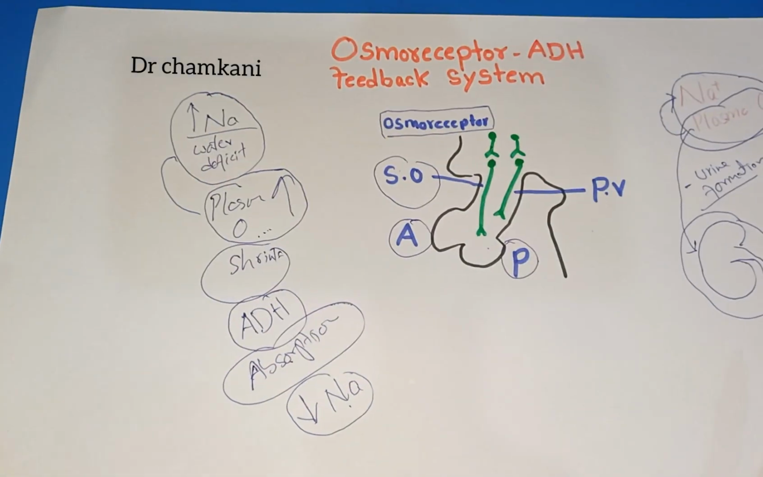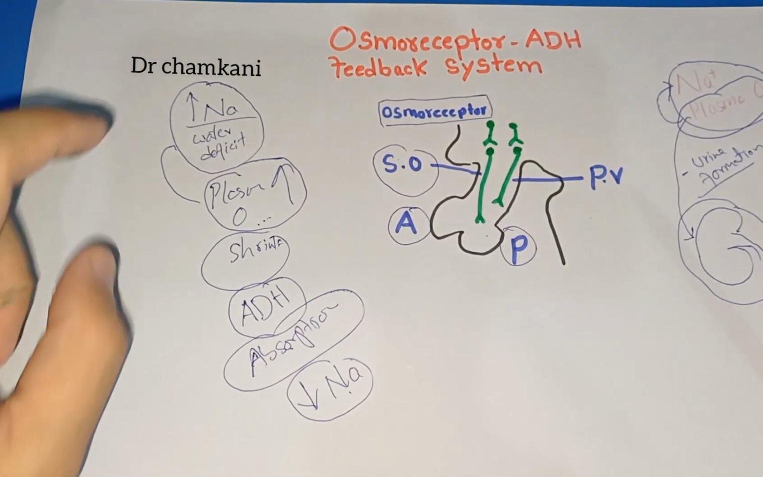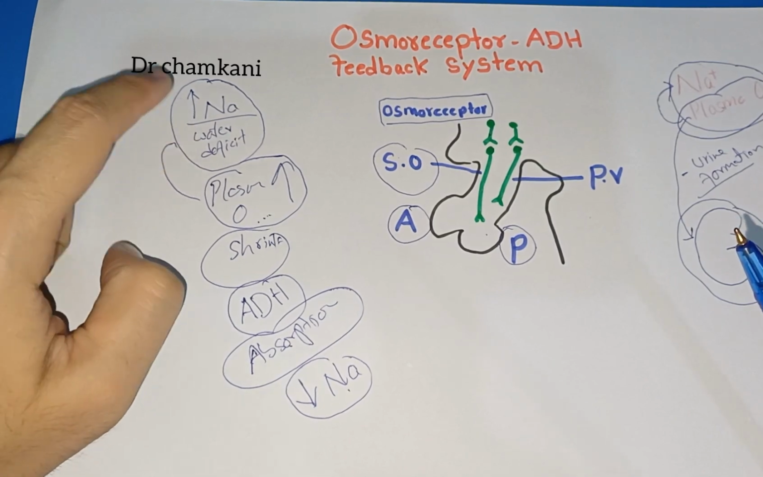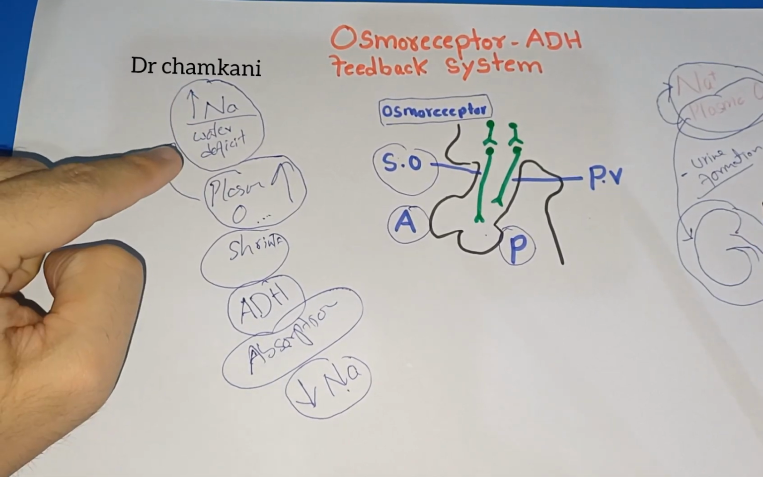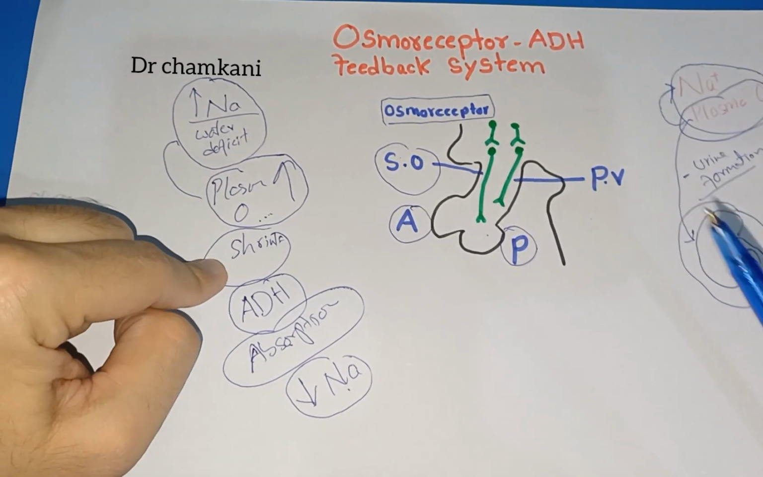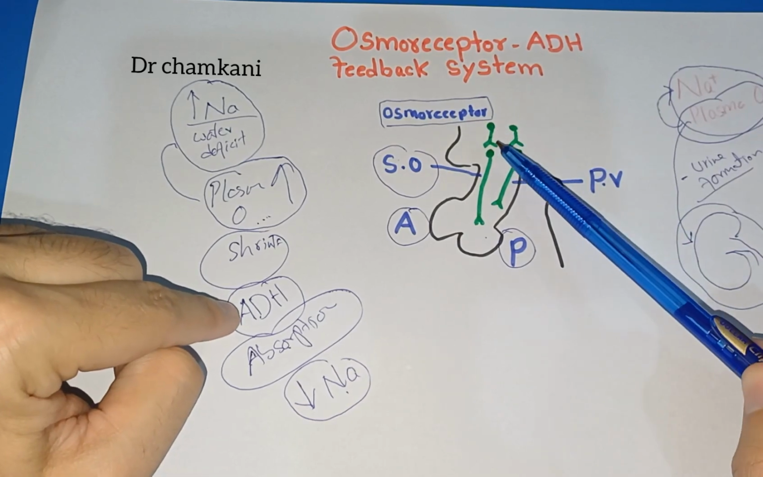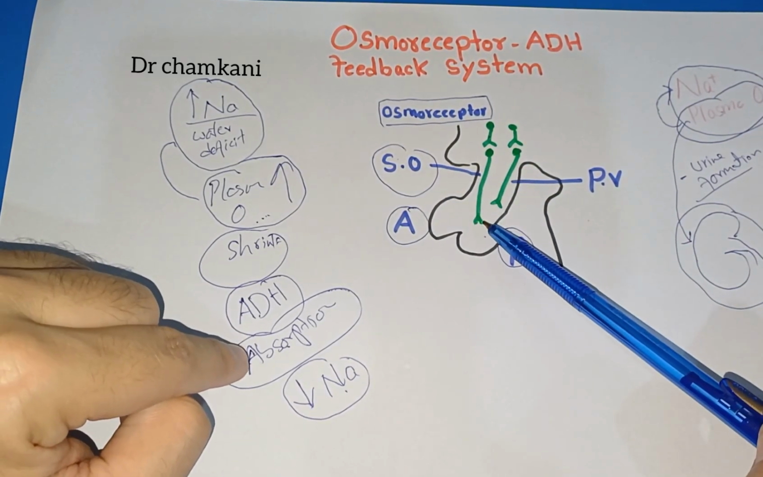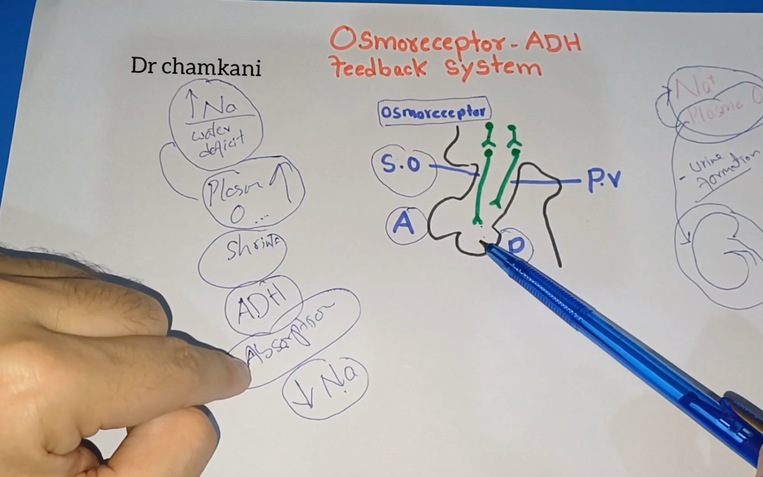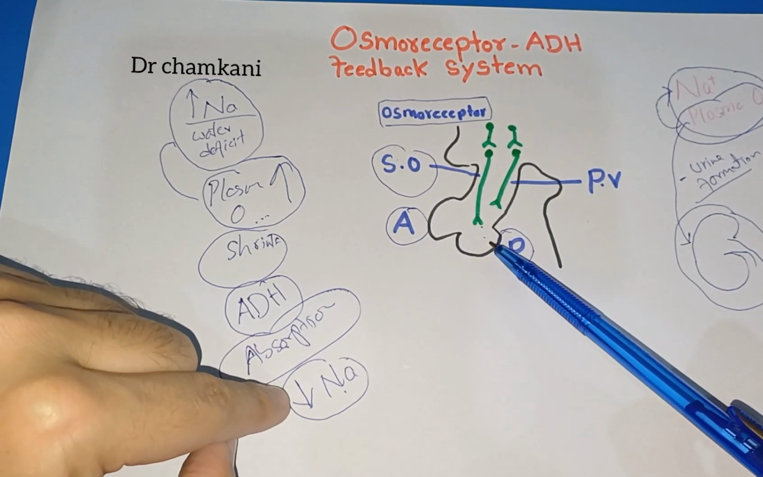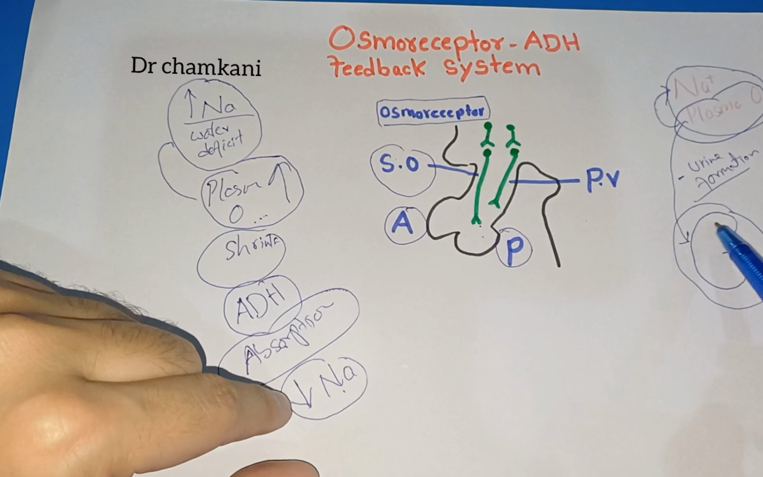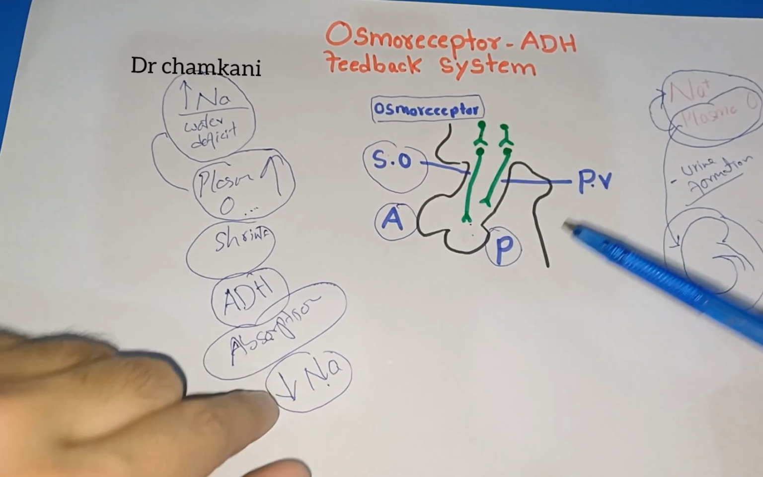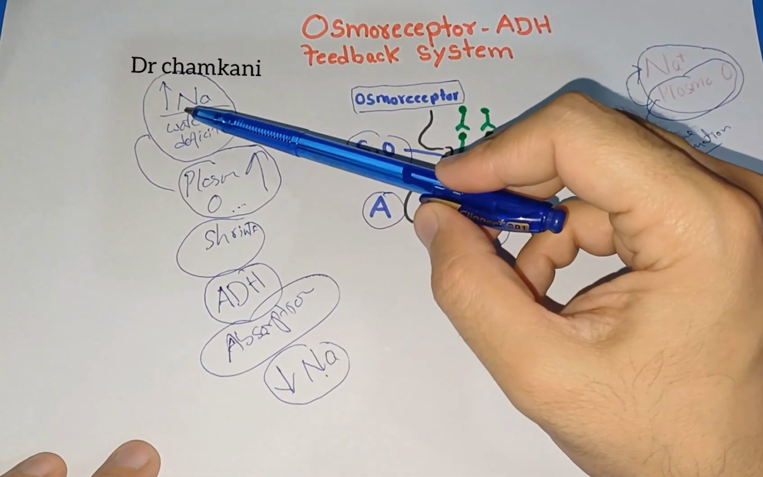So this is the pathway, the osmoreceptor ADH feedback system, which gets activated due to water deficit or increased sodium concentration or increase in plasma osmolarity, and it leads to shrinkage of the osmoreceptor cells. They fire and they activate other neurons near the supraoptic nuclei, and they lead to secretion of antidiuretic hormone from the posterior pituitary gland, and release of antidiuretic hormone in the blood leads to reabsorption of lots of water from the kidney, and it leads to correction of the plasma osmolarity.